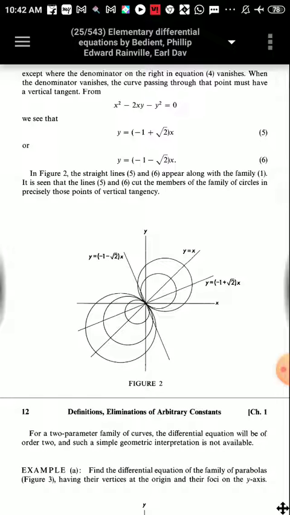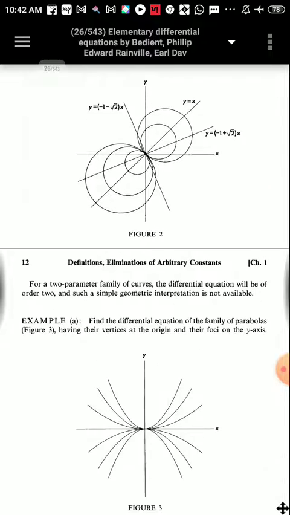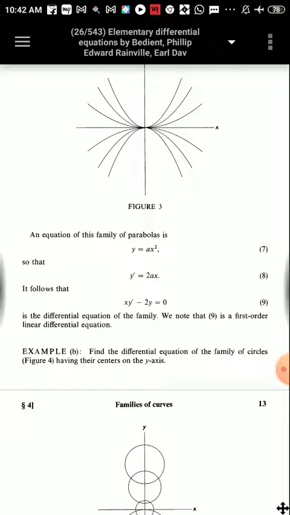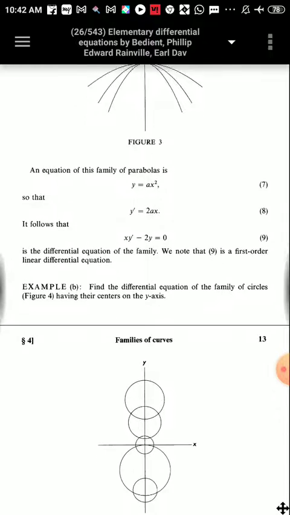So our job is to find a family of curves from the given differential equation, or from the family of curves we can find the corresponding differential equation. So each differential equation represents one family of curves. So there are many examples.